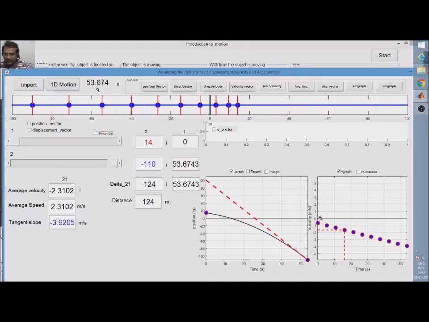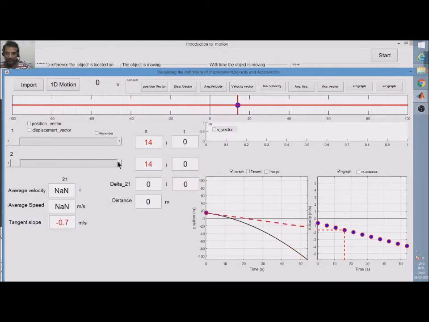Now we can observe in the earlier case where the object was moving towards the right, we got a straight line making a positive angle with the x-axis. Now since it is moving towards the left, the velocity time graph is a straight line making a negative angle with the time axis.